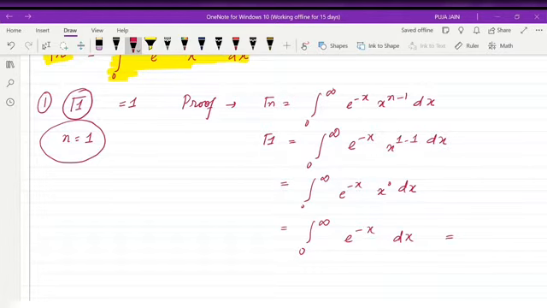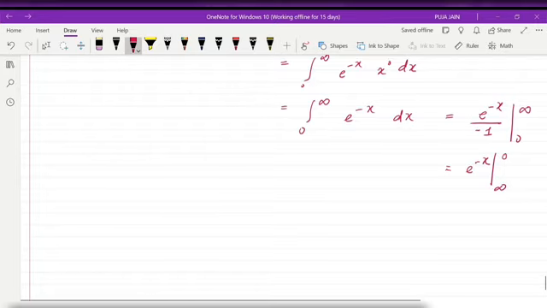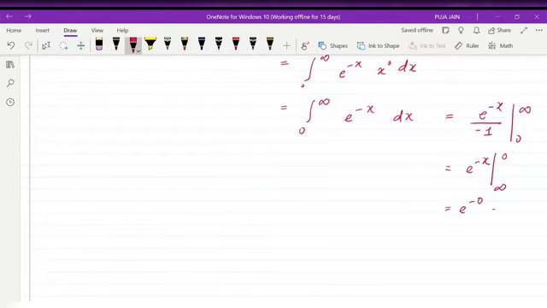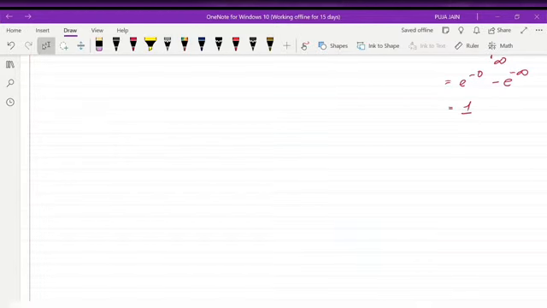The integral of e to the minus x is what? e to the minus x by minus 1, from 0 to infinity. This minus sign we can balance by swapping the upper and lower limits. So e to the power minus 0 minus e to the minus infinity. So this we are getting as 1. So we got the result gamma of 1 equals 1. Okay, so next we will see some other important results.